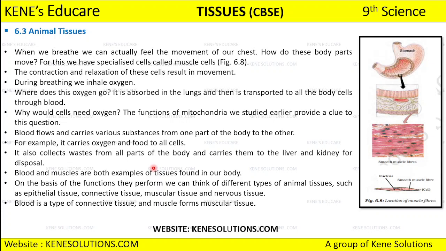different types of animal tissue, such as epithelial tissue, connective tissue, muscular tissue, and nervous tissue. These are the four different types of animal tissues that we have, and blood is a type of connective tissue and muscle forms the muscular tissue. What is blood? Blood is a type of connective tissue, and muscle forms the muscular tissue.